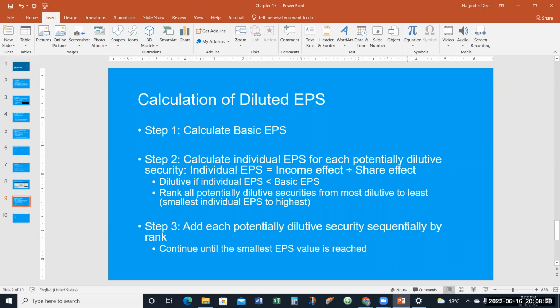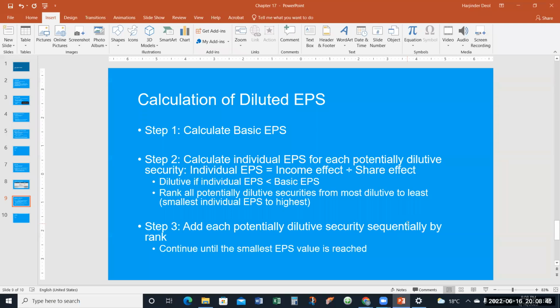Okay, now if you have only 1, then that's about it. But if you have more than 1, say 2 or 3 potentially dilutive securities, what you want to do is rank. And this is one step that I find students often skip, and then they regret it because they end up making a mistake. So you don't want to skip this step.